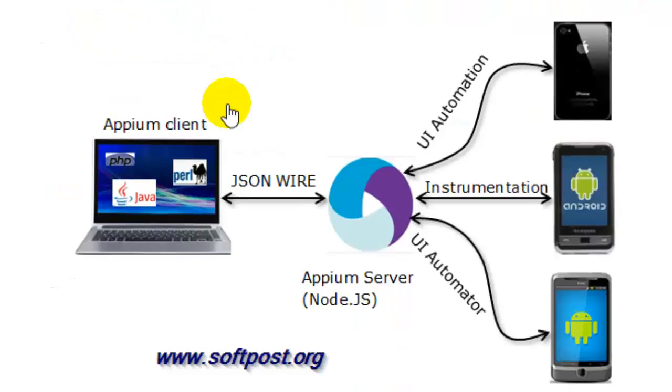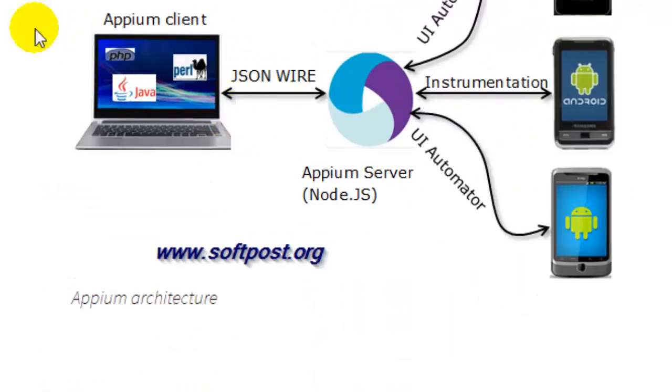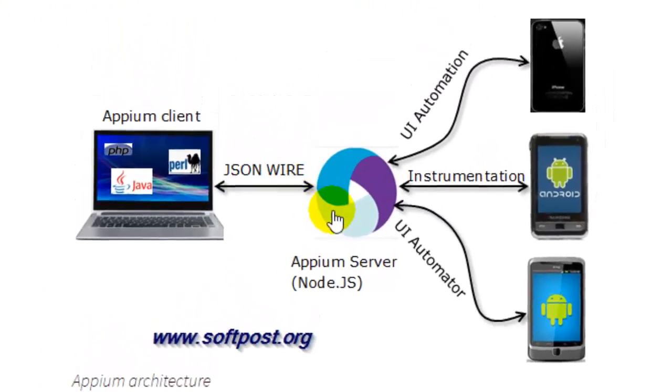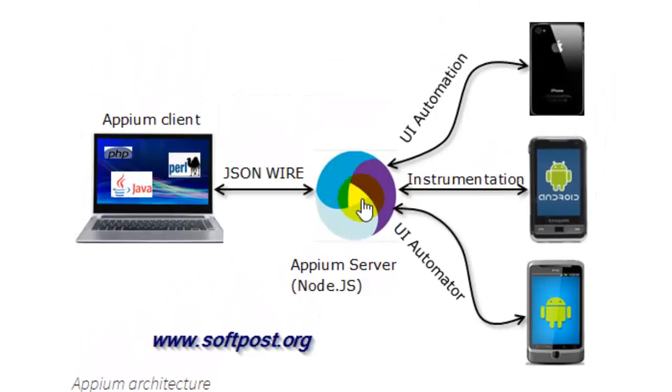This is how the Appium architecture looks. Your code works with the Appium server, and the Appium server sends the commands to the Apple iPhone, iPad or Android phones using the native protocols. So that's how the typical Appium protocol or server works.